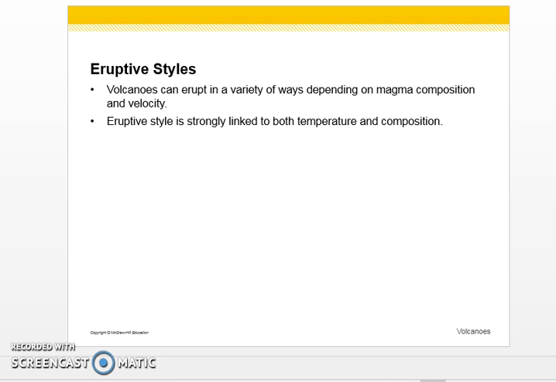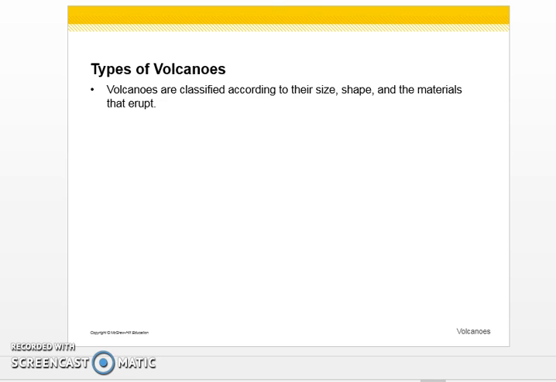Volcanoes can erupt in a variety of ways depending on their magma composition and velocity. Eruptive style is strongly linked to both temperature and composition. And remember, temperature and composition affect the viscosity of a liquid. Think about honey at room temperature versus honey that's 100 degrees. One's going to run much faster. So volcanoes are also classified according to their size, shape, and the materials they erupt.